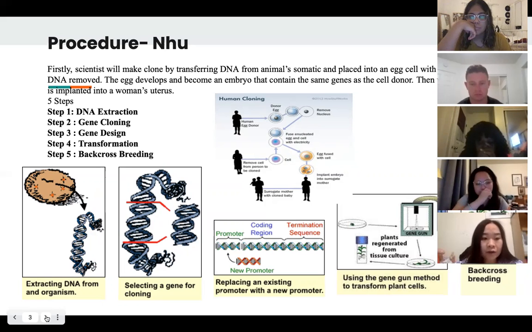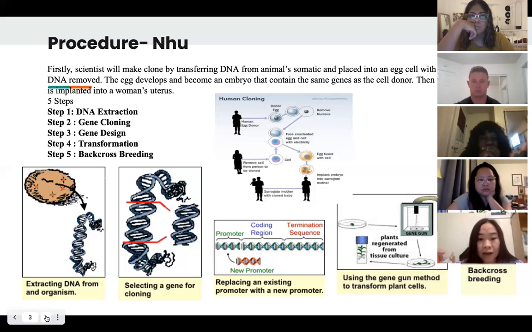So here are the 5 steps of cloning in plants. First, DNA extraction, extracting DNA from the organism. Step 2, gene cloning, so we select a gene for cloning. Step 3, gene design, so we replace an existing promoter with a new promoter. Step 4, transformation, using the gene gun method to transform plant cells. Step 5, backcross breeding. So right here is the last picture.